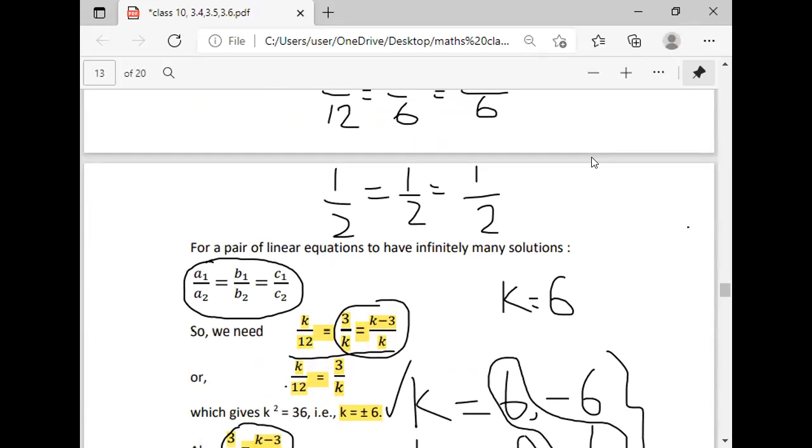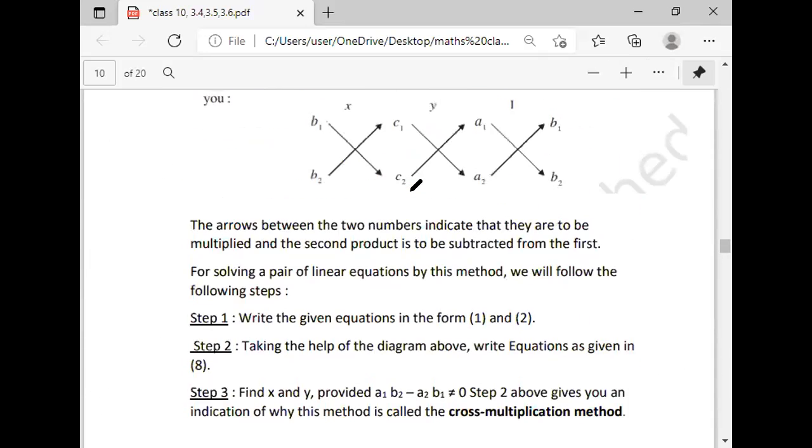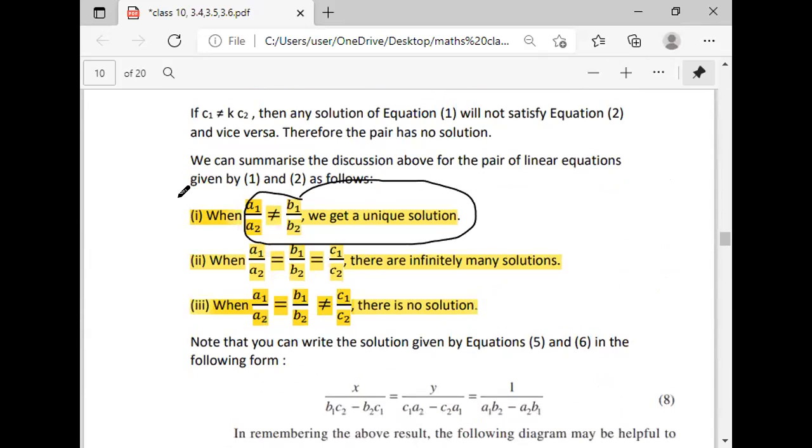Clear? Yes, sir. So again, I remind you, you should keep in your mind these three conditions. You will need it.